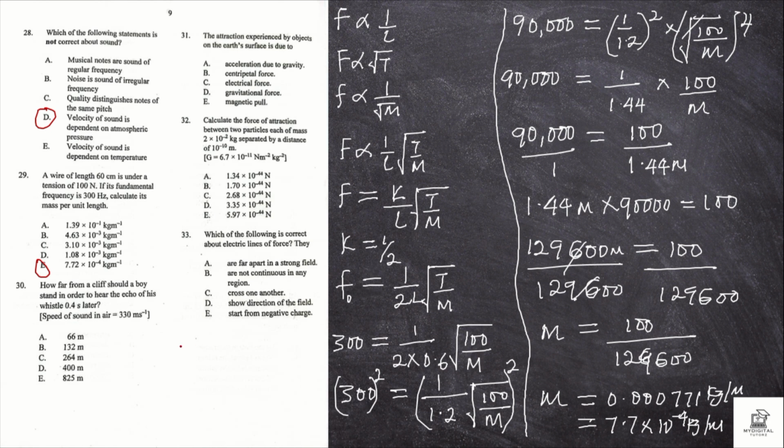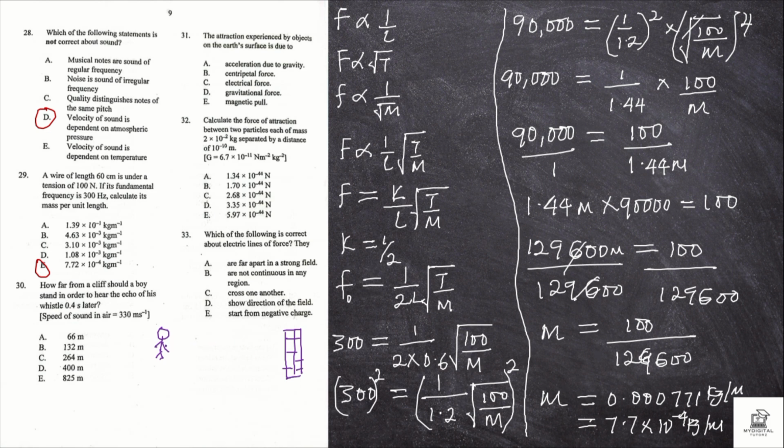So question 30 says, how far from a cliff should a boy stand in order to hear the echo of his whistle 0.4 seconds later? Take the speed of sound in air to be 330 meters per second. So let's assume the boy is standing here and away from a cliff. Let's take this place for the cliff, or rather the reflector.